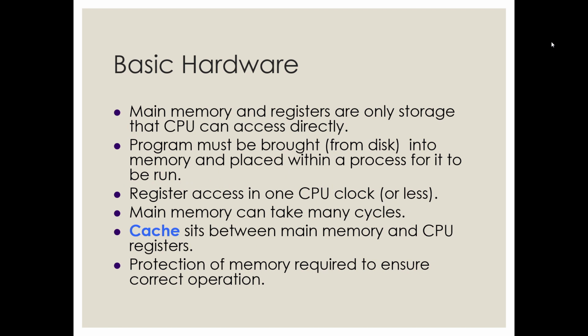So basic hardware: main memory and registers are the only storage that the CPU can access directly. A program must be brought from disk into memory and placed within a process for it to be run. Register access is done in one CPU clock or less. Cache sits between the main memory and CPU registers.